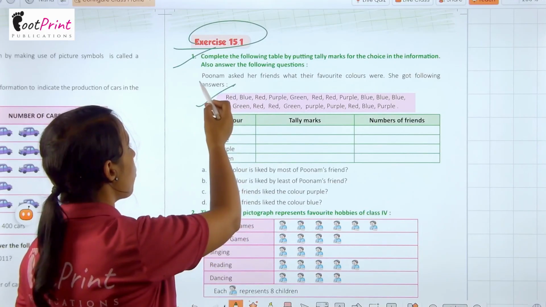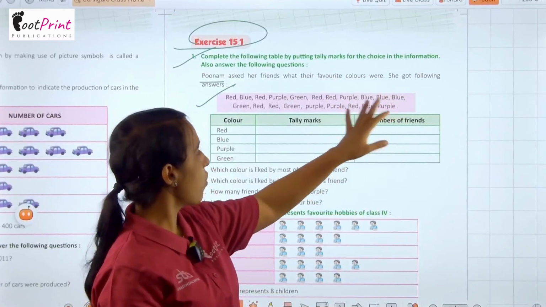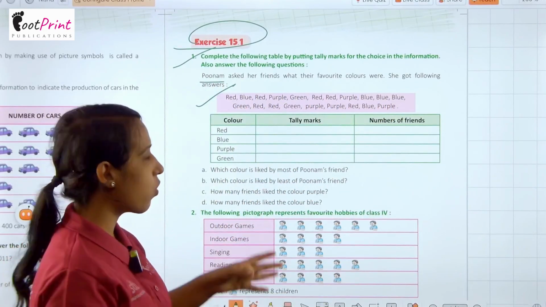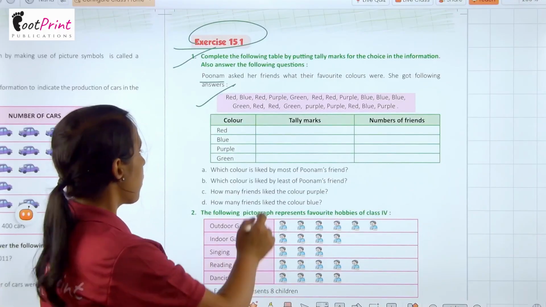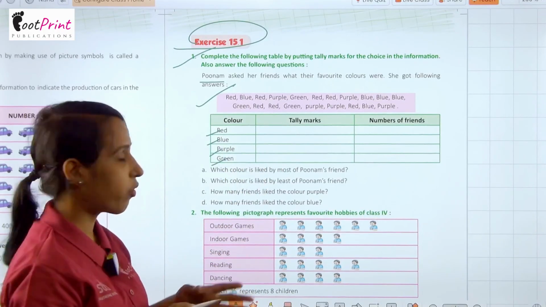So here we have information, that is Poonam asked her friends what their favorite colors were. She got the following answers. So पूनम ने अपने फ्रेंड से पूछा कि तुम्हें कौन कौन से कलर अच्छे लगते हैं. So here we get the result, red, blue, purple and green. 4 types of color we have.